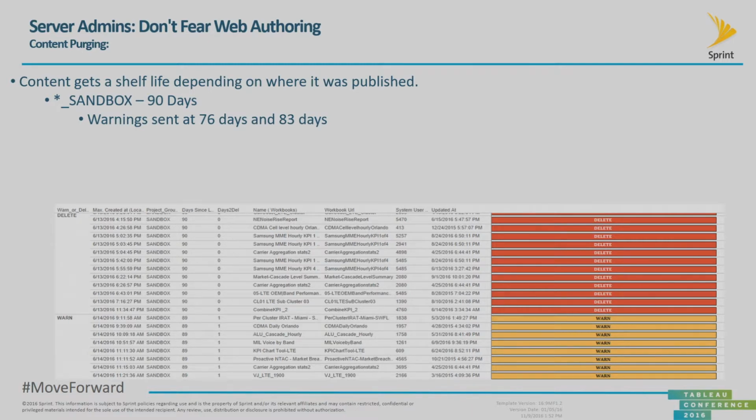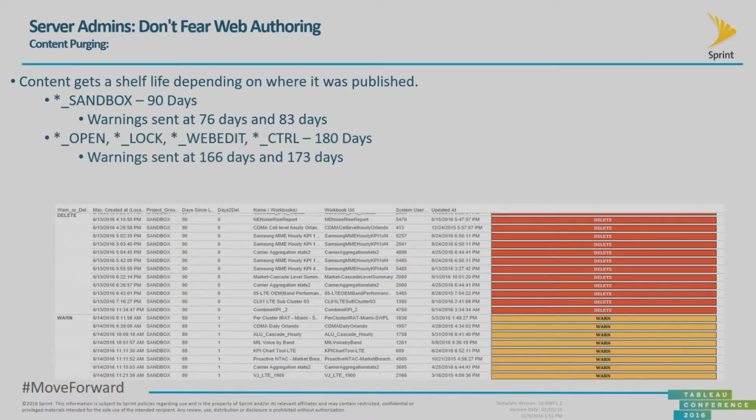Well, that's why you put that shelf life on it. They can keep the one that they're using on a daily basis, fine. The other 11 that they created in the process, they'll get deleted after 90 days. We do send out a warning at 76 days and 83 days that say, hey, we're going to delete it. If it's any of the other projects, you get 180 days. And we send out warnings for 166 and 173.